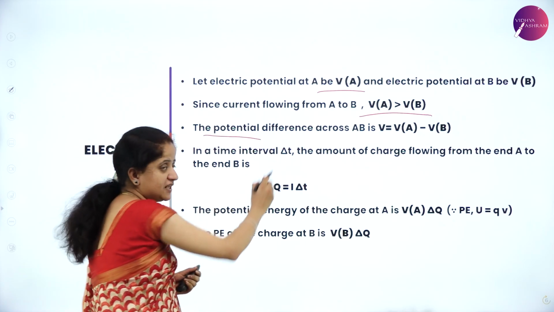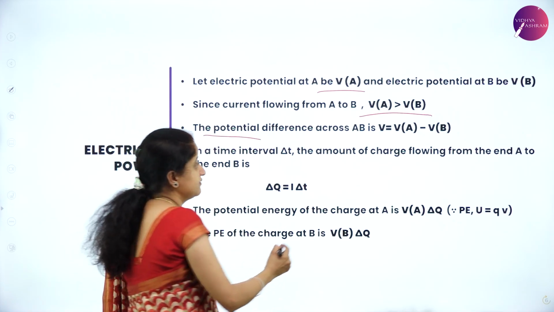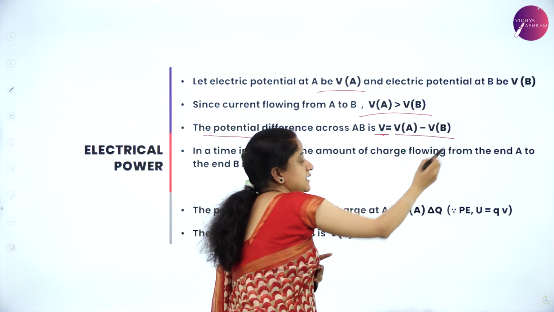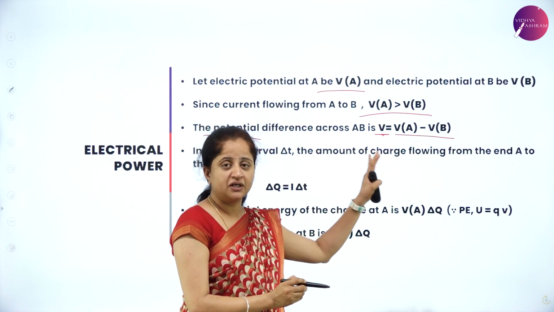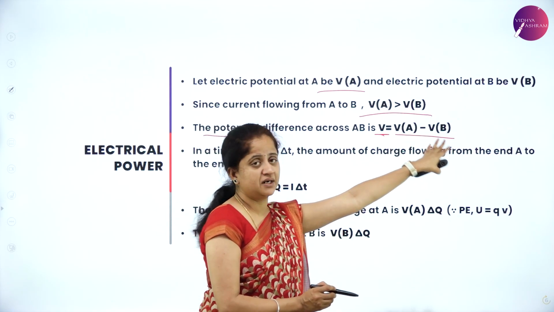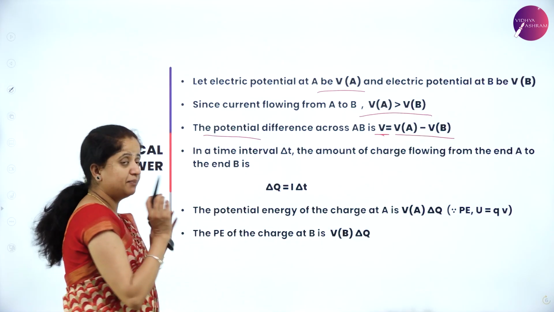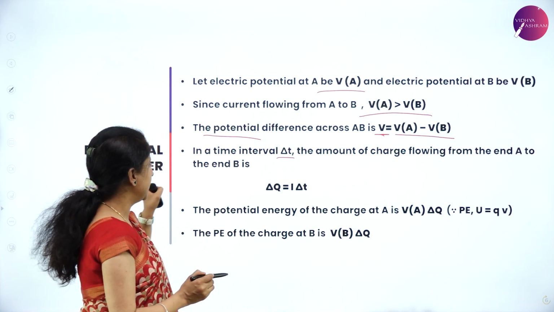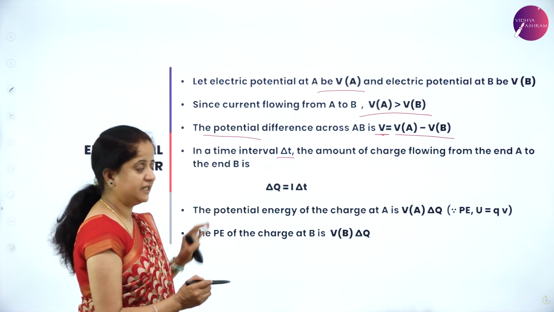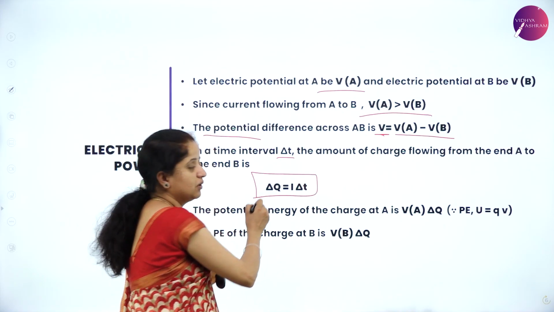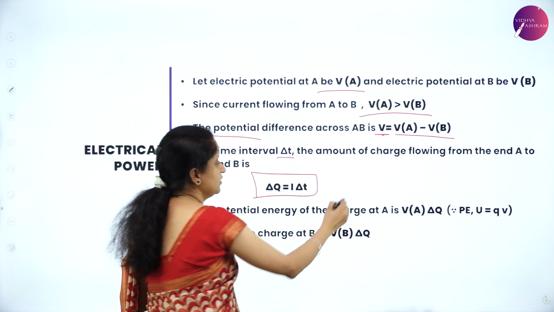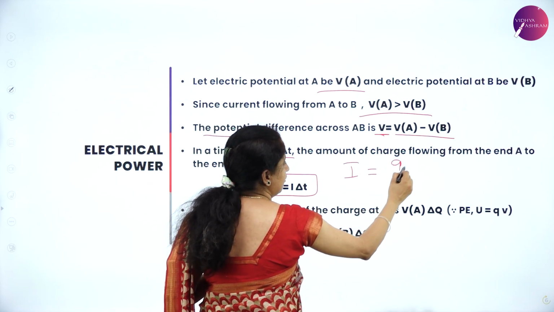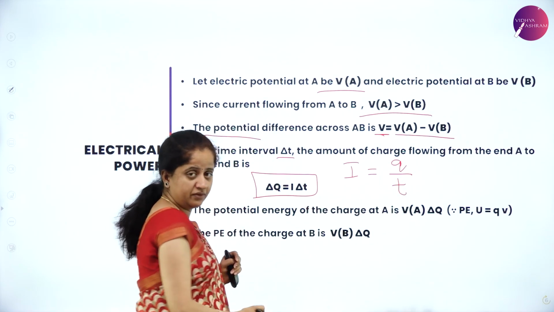The potential difference across the 2 points A and B is given by V. It can be calculated by taking the difference between the potentials at both the points, that is V of A minus V of B. Now, in a particular time interval delta T, the amount of charge flowing through the ends A and B is given by delta Q is equal to I into delta T, because we know that the current flowing through a conductor can be calculated as rate of flow of charges, that is I is equal to Q divided by T.